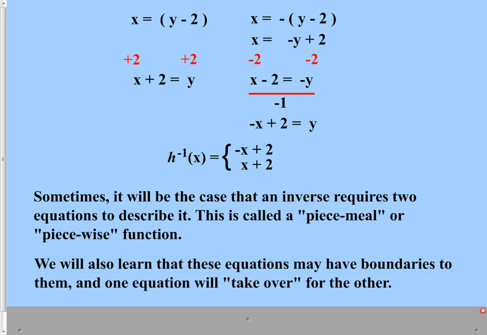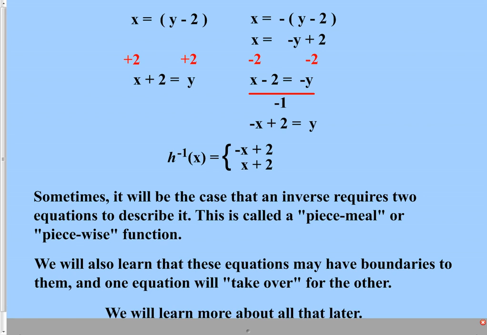What we're going to learn eventually as well is that these equations are going to have boundaries to them. Basically, the piecewise function's main objective is to say that in one part of the domain, this function is doing this, but in a different part of the domain, it's doing that. So we will learn that there are boundaries inside of them, and one of these equations will carry the graph to a certain place, and then the other equation will take over from there. We're going to learn about all that a little bit later, so we're catching some glimpses of things that are down the road.